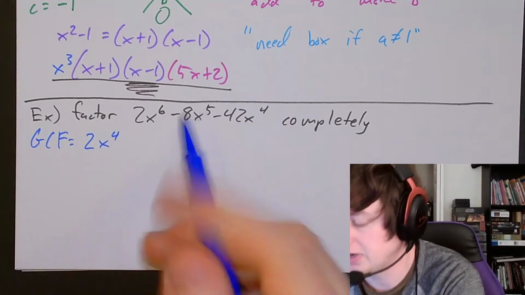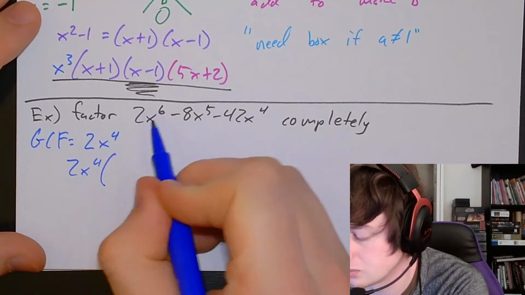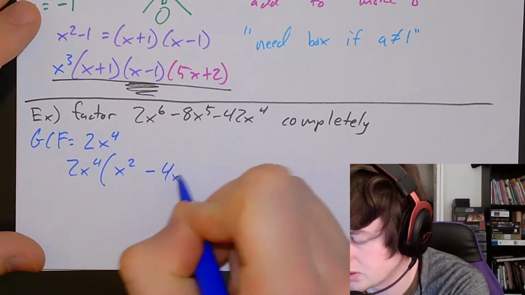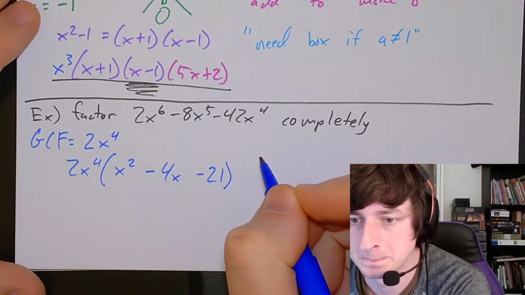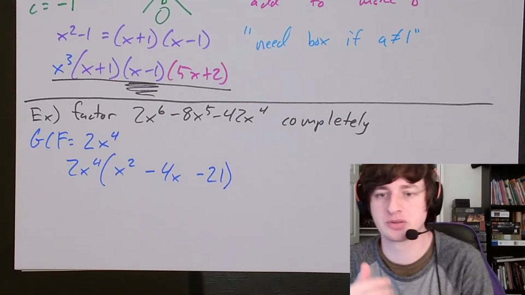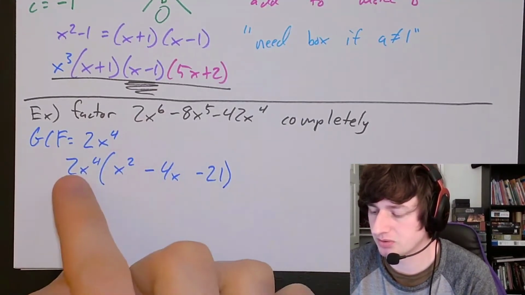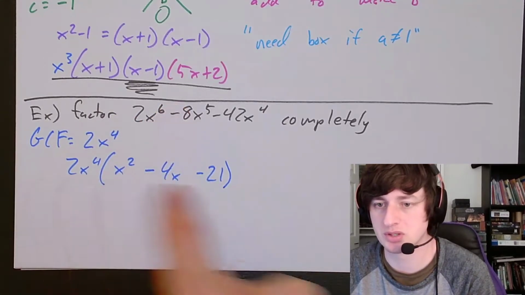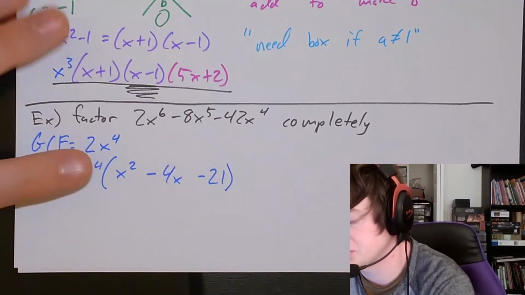And so if that's our greatest common factor, then I can factor it out, and I'm going to get 2x to the 4th times whatever is left is going to be an x squared, a minus 4x, and a minus 21. So I just divided each term by 2x to the 4th. And you should be able to double check if I multiply back, do I get what I started with? This stuff times 2 gives me 2. 2 times negative 4 gives me negative 8. And 2 times 21 gives me 42. So from here, I just ignore the greatest common factor.